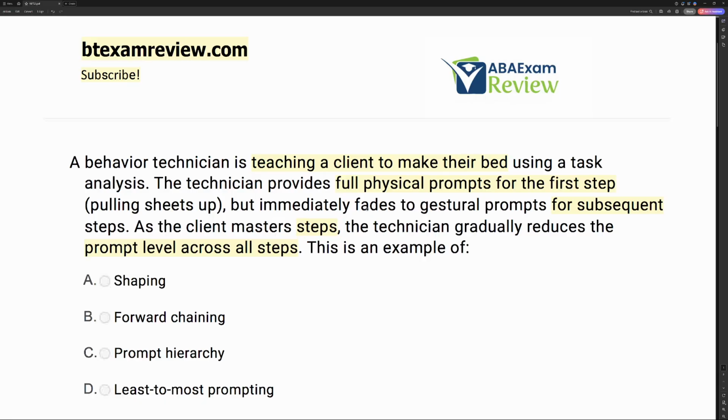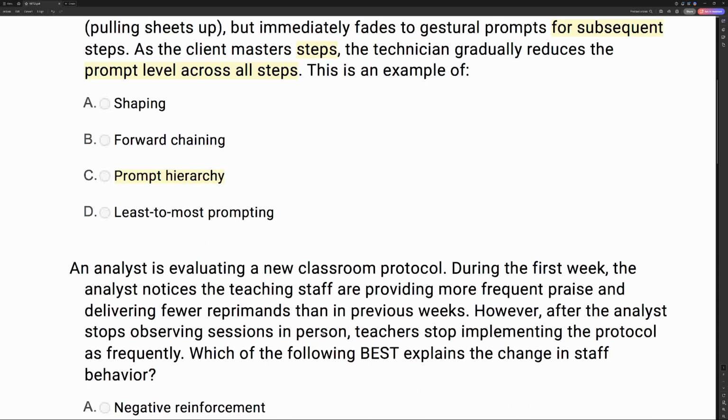Why? Well, we're going from a full physical prompt down to a gestural prompt and then reducing them as we go. The prompt hierarchy just means the level of prompting in terms of intrusiveness. A full physical prompt will be more intrusive than a gestural prompt. And that's the hierarchy we follow as we fade in and out prompts. And then D, least to most prompting. Well, we started with the most intrusive, so of course it's not going to be least to most prompting. Overall, this is an example of the prompt hierarchy.